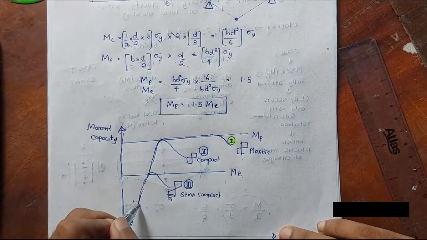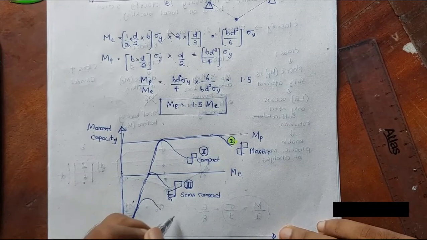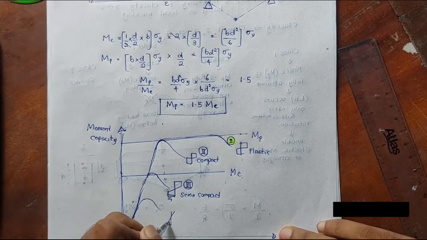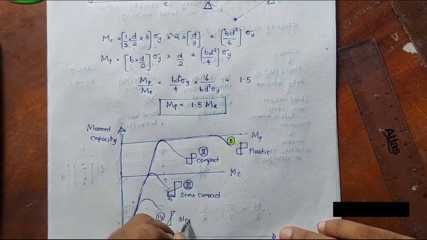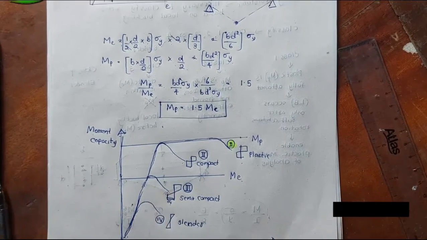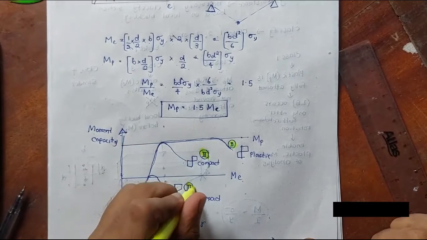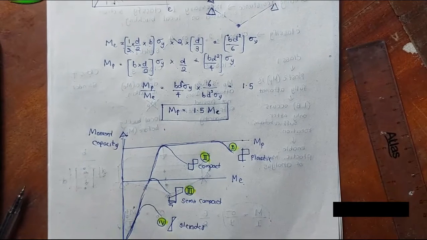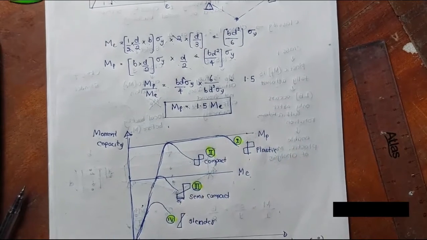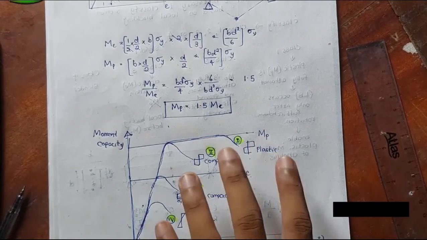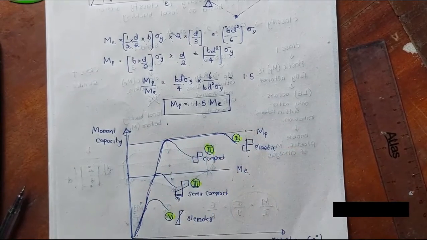And class 4 does not even reach elastic moment capacity, so it will be a slender section. Class 2, class 3, class 4. So basically in the design we are looking at which class this section falls in, right? According to that we do the design. If it is class 1, we can take the fully plastic capacity. That's what this design means.